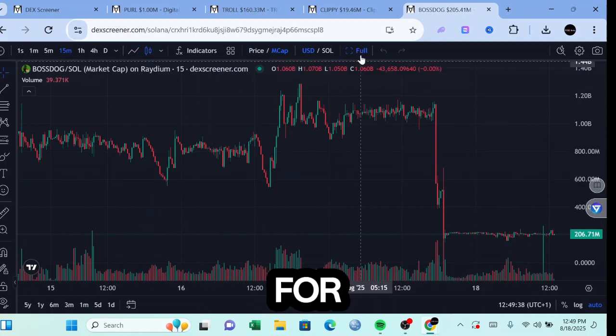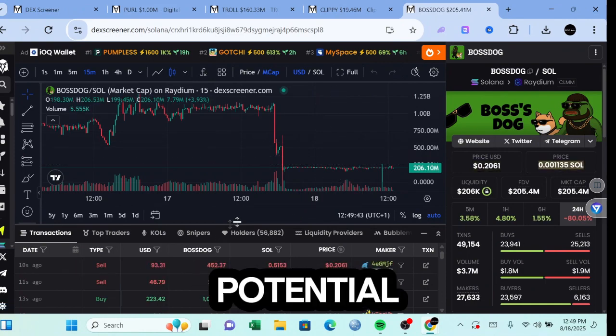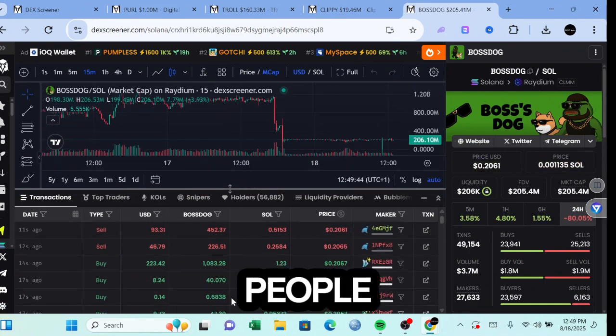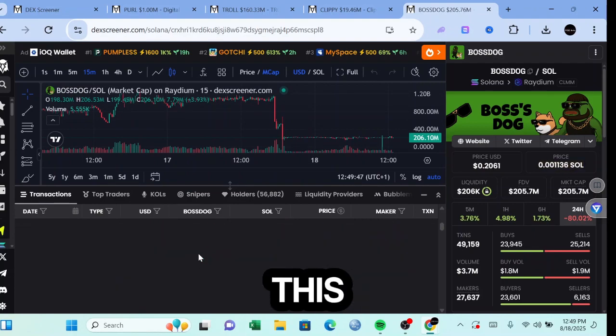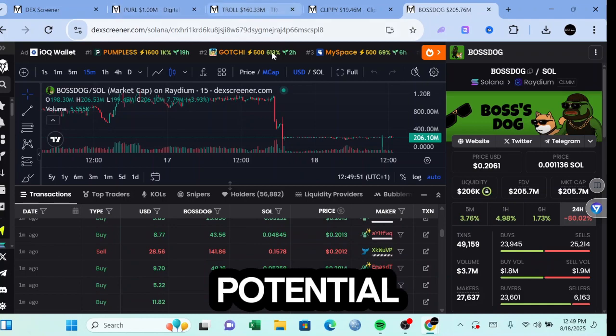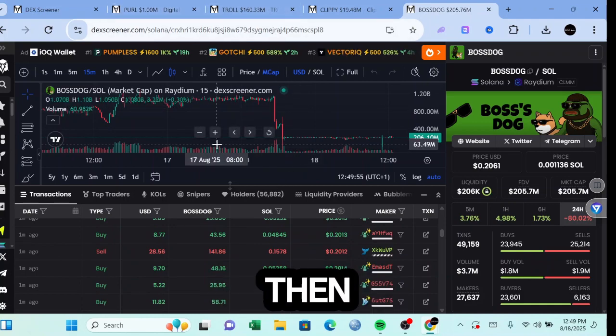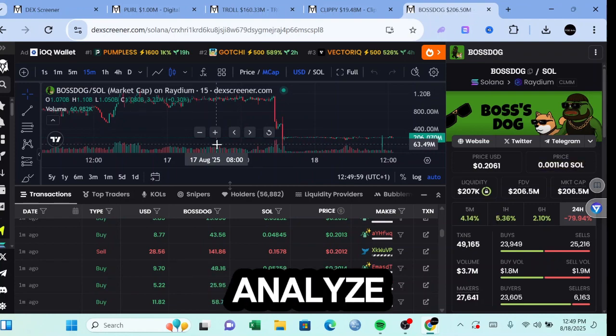But if you look at this particular coin, you can also see that people are still buying it. I think the coin has a lot of potential. It's still trendy, and people are still buying into this particular coin. So this coin also has the potential of going up. We don't know. So do your analysis, and then you can make profit off it. I don't recommend you buy this coin. Do your research before buying the coin.